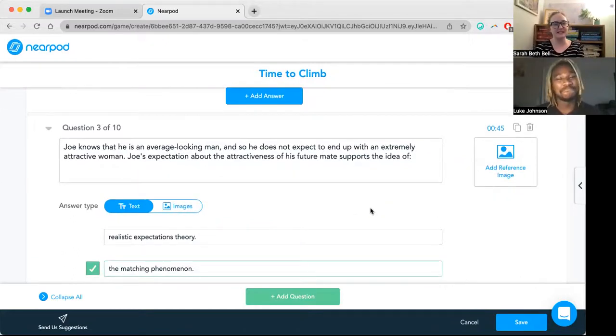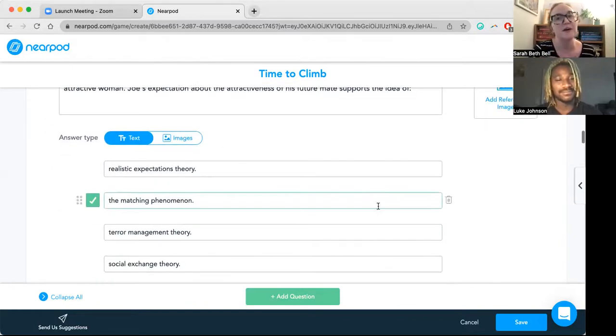Joe knows that he is an average looking man, and so he does not expect to end up with an extremely attractive woman. Joe's expectation about the attractiveness of his future mate supports the matching phenomenon, because if you're walking around when you see couples, it's weird how similar their attractiveness levels most often are. Like if you really think about it, it's not all the time, but most of the time, they're very similar in their attractiveness levels.